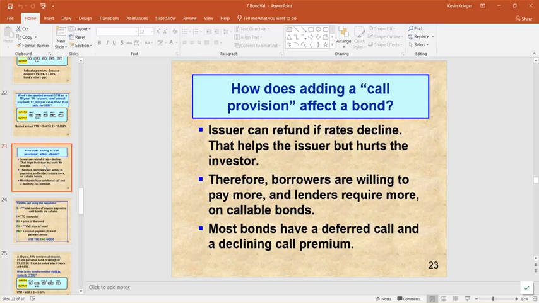Now we talked about callable provisions earlier. It gives the bond issuer the right to early terminate a bond.